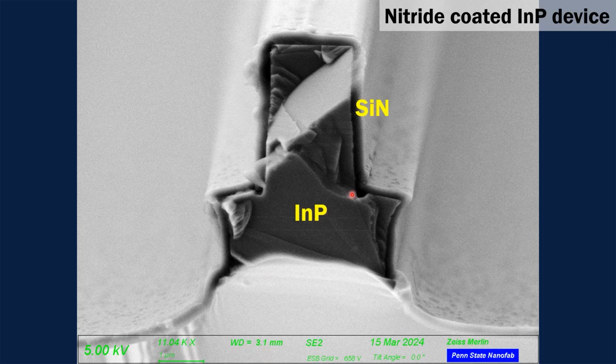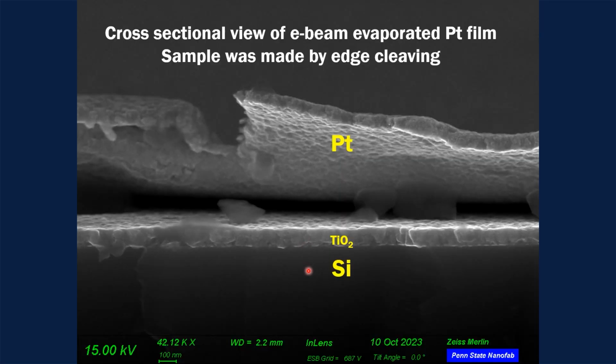Now, I would like to show you an example when edge cleaving does not work well. This sample is a nitride coated indium phosphide device. The nitride film cleaves very well, but not the indium phosphide substrate. This example is the opposite case. The silicon substrate and the oxide layer cleave very well, but not the platinum layer.